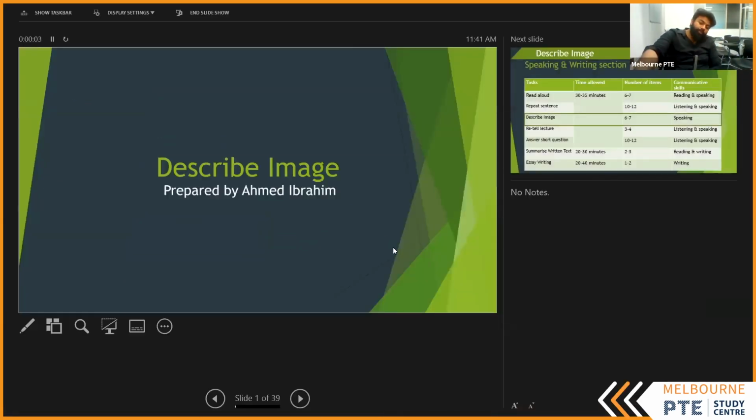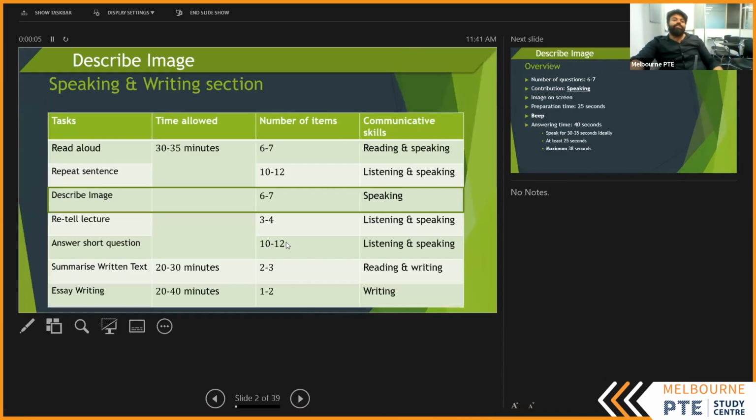All right. So describe image is also a part of your speaking and writing section. Read aloud, I told you guys, is the very first task of your speaking and writing section of your exam. Describe image is the third task in here. Firstly, you will do read aloud, then repeat sentence, then you will do describe image. And it contributes only towards speaking, not towards any other communications.